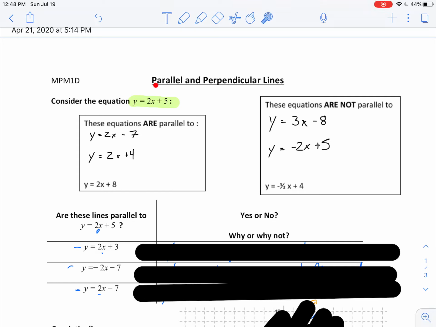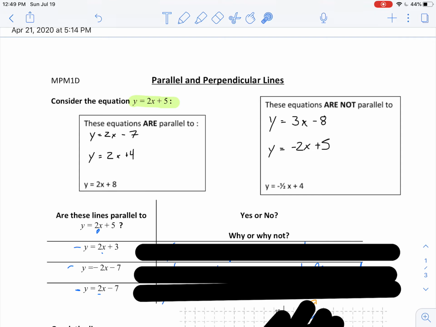So we're going to be talking about parallel and perpendicular lines, and when we consider the equation y equals 2x plus 5, we're going to discuss whether or not equations given here are either parallel or not parallel. So the equations that are parallel, examples of them are like this: y equals 2x minus 7, y equals 2x plus 4, and y equals 2x plus 8. Equations that are not parallel include y equals 3x minus 8, y equals negative 2x plus 5, or y equals negative 1/2 x plus 4.